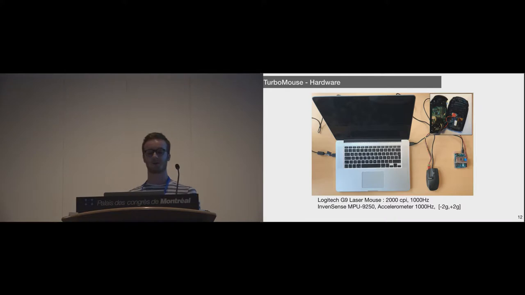This photo shows the full hardware setup of TurboMouse. The accelerometer is embedded in the mouse and connected to an Arduino Leonardo. The Leonardo and the mouse are connected to the computer via USB. The prediction is then computed on the computer side on events reception.